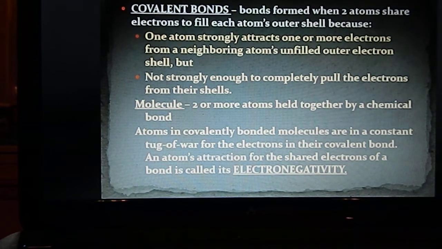So this is sort of how the atoms work. They share these electrons, but sometimes they're not shared equally.